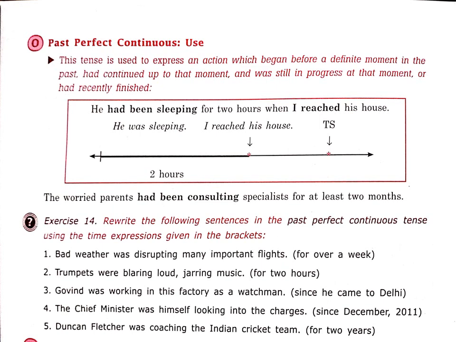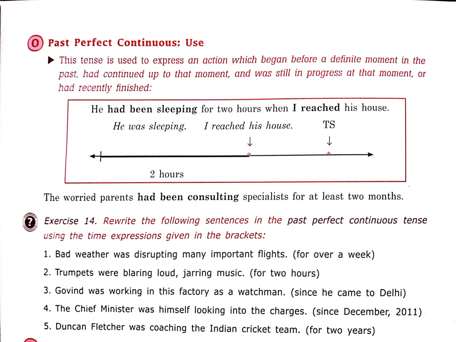First point is just this. He was sleeping. He had been sleeping for 2 hours. It means he started sleeping 2 hours before, but when I reached, till then he was sleeping, right? So the action was in continuity. That we need to understand. 2 hours was the given duration of time. The worried parents had been consulting specialists for at least 2 months. Time is given again.